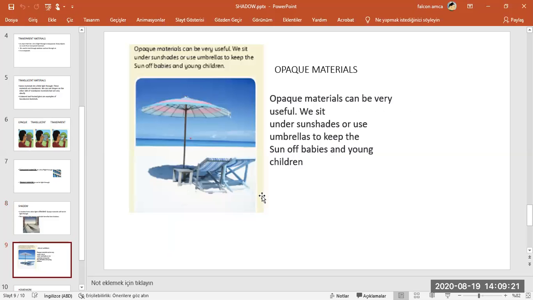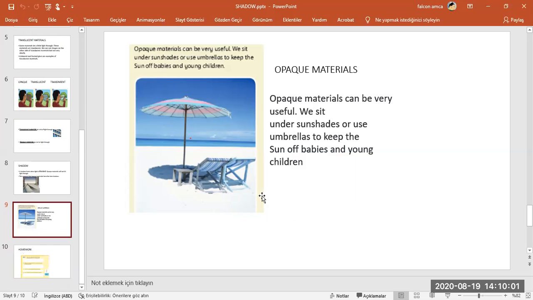We need opaque materials. Opaque materials are useful for us because under the sunlight we can protect ourselves with opaque materials. For example, if you are near the sea, you need sunshades. When you sit under umbrellas or sunshades, they keep you from the sunlight. We use opaque materials for protection from sunlight.